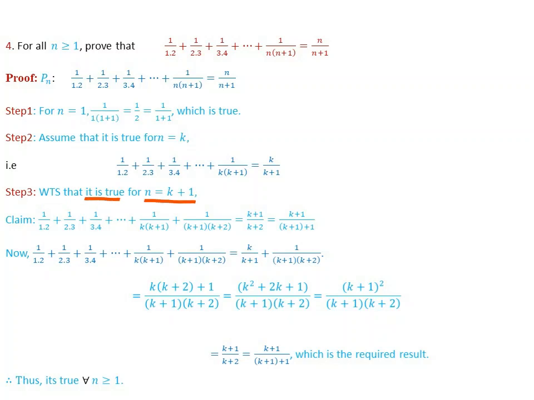Step 3: we want to show that it is true for n is equal to k plus 1. That means our claim becomes 1 over 1 times 2 plus 1 over 2 times 3 plus 1 over 3 times 4 plus 1 over k into k plus 1, plus 1 over k plus 1 times k plus 2, is equal to k plus 1 over k plus 2, that is k plus 1 over k plus 1 plus 1. This is what we show.